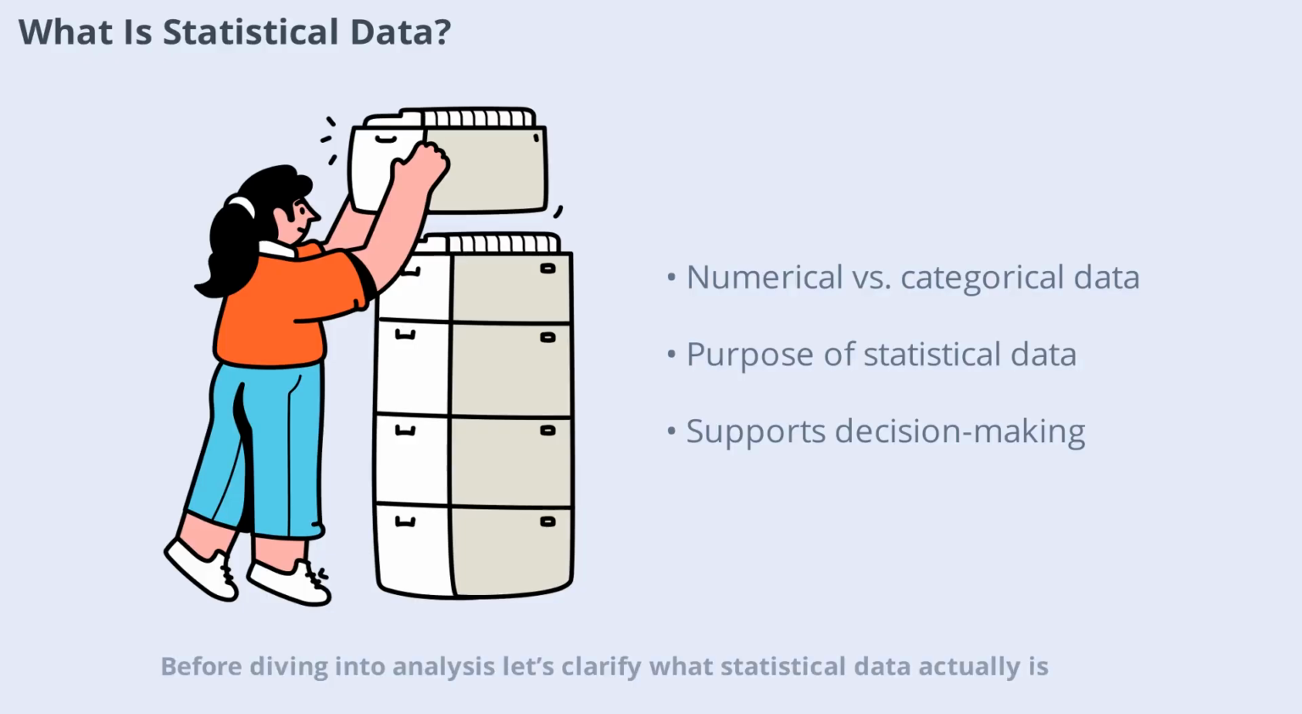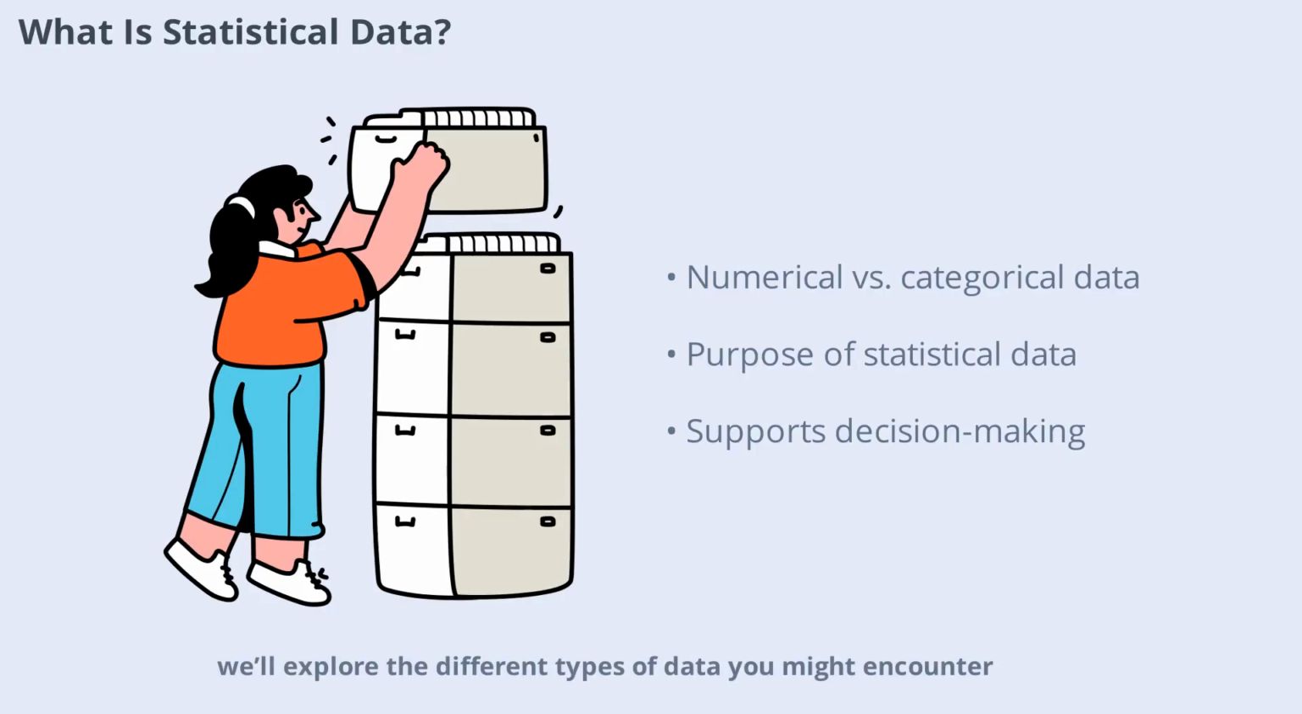Before diving into analysis, let's clarify what statistical data actually is. Statistical data refers to information collected for analysis and interpretation. This data can be numerical, like sales figures, or categorical, like survey responses. The goal is to use this data to identify trends, make predictions, and support decision-making. Understanding the types of data you're working with is the first step in any analysis process.